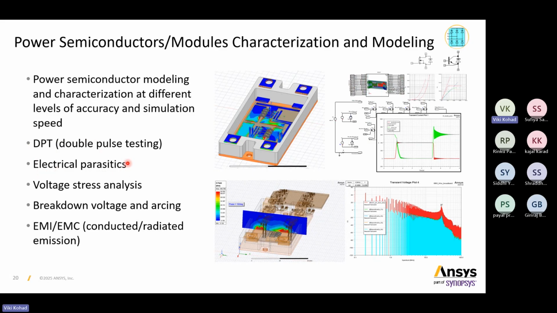The electrical parasitics are there. Whenever frequency goes up to a higher level, you need to calculate the parasitic parameters. That also helps with voltage stress analysis, the breakdown voltage, and the RC, and the EMI/EMC analysis for conducted and radiated emission purposes. So whenever you are using power electronics components, you need to check the EMI/EMC analysis. You need to perform any compatibility testing during the simulation.